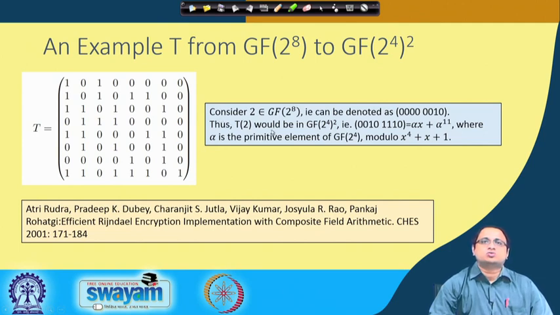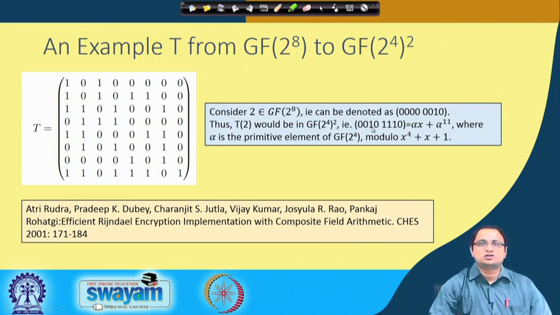Therefore, T2 would now be in GF((2^4)^2). If I apply this matrix on 2, then I should get the result in my composite field GF((2^4)^2). This turns out to be this column here, because note that there is only one 1 here. So, this turns out to be this column, and that is 0 0 1 0 followed by 1 1 1 0. Now note that this element is in the composite field. So, how do we read this? This part is my top part, the coefficient of x, whereas this part is the constant part.